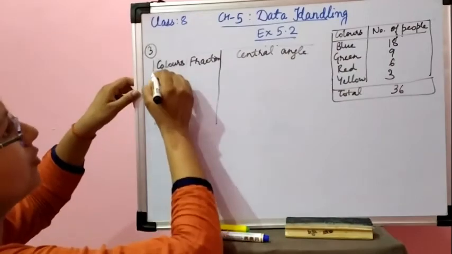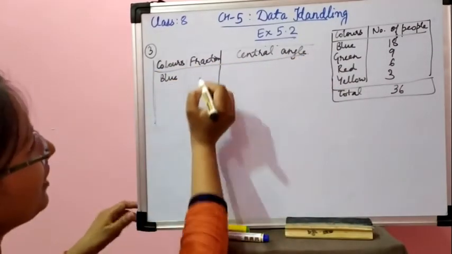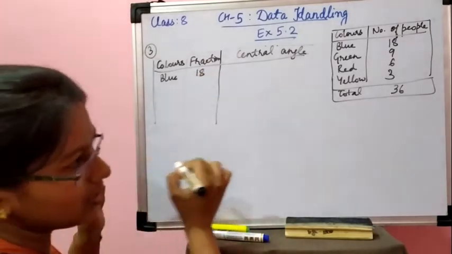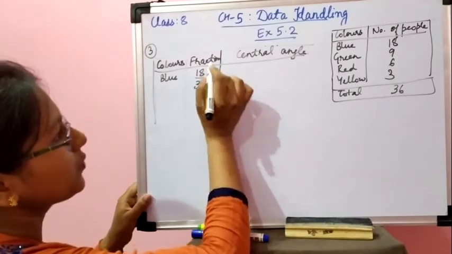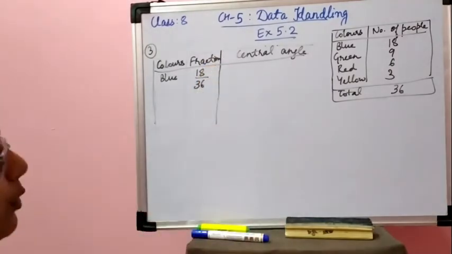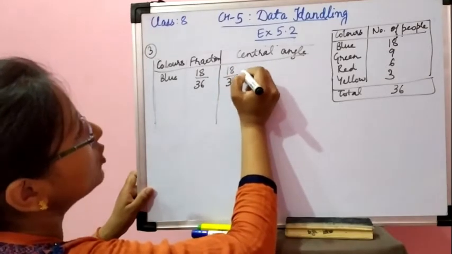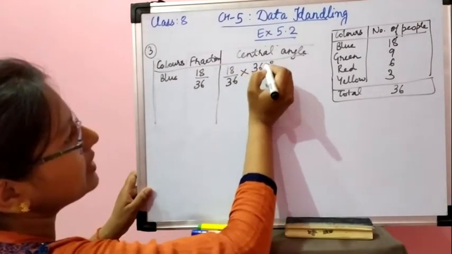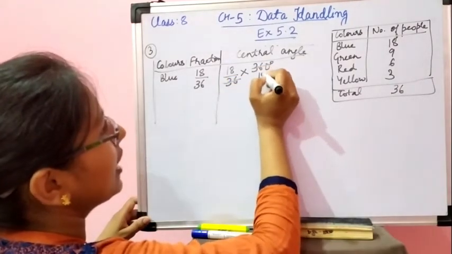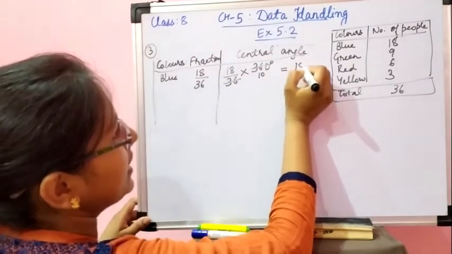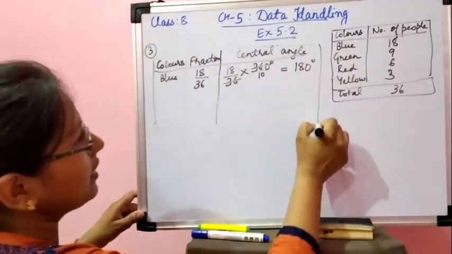Okay. Now let's see how we are finding that. First of all, I am finding for the color blue. What will be the fraction? 18 is the share and the total is 36. So the fraction is 18 upon 36. Now for finding the central angle, what do I have to do? Multiply it by 360 degrees. On solving this, I will get 10. So 18 tens are 180 degrees. Okay, it's very easy finding the central angle.